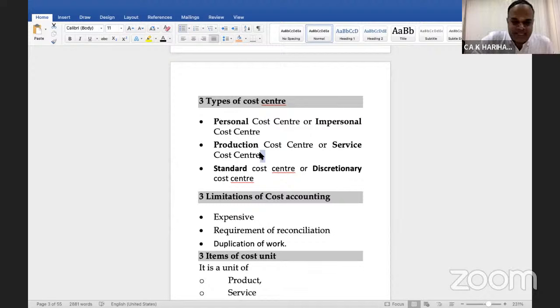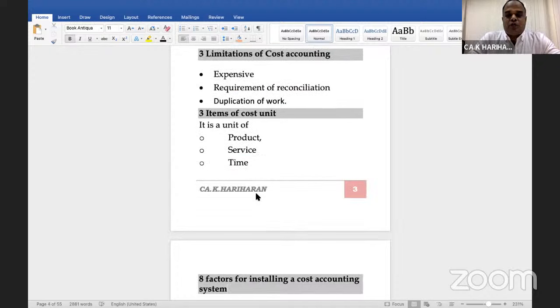Limitations of cost accounting. You know, in the previous to previous exam, this question has been asked. With respect to installation of cost accounting, three limitations are there. One is expensive. Already we are preparing finance accounts, debit to credit, trading and P&L account. Clear? Now, again, if you're going to prepare cost accounting records, it's obviously expensive. Reconciliation is what we have to do.